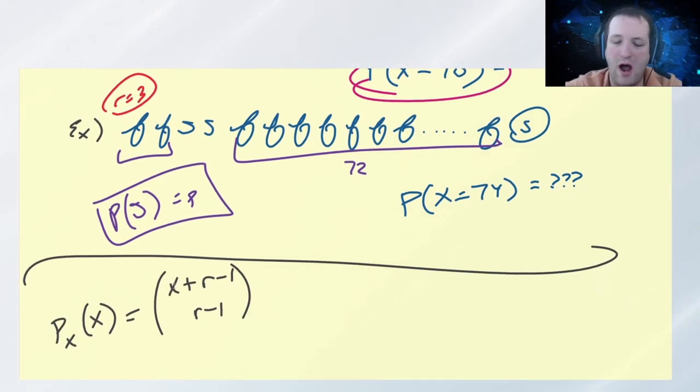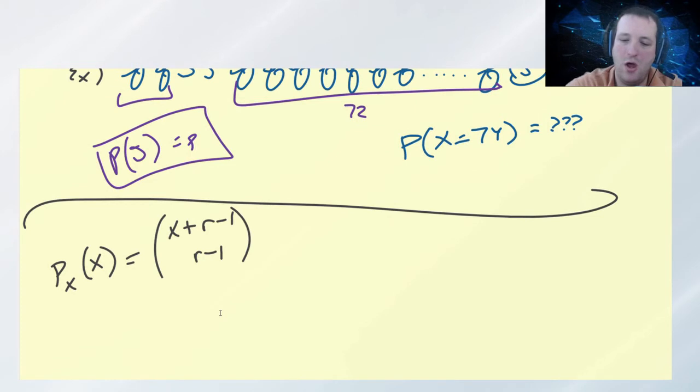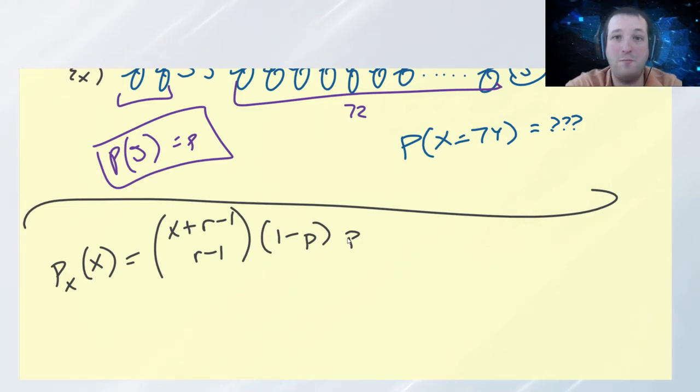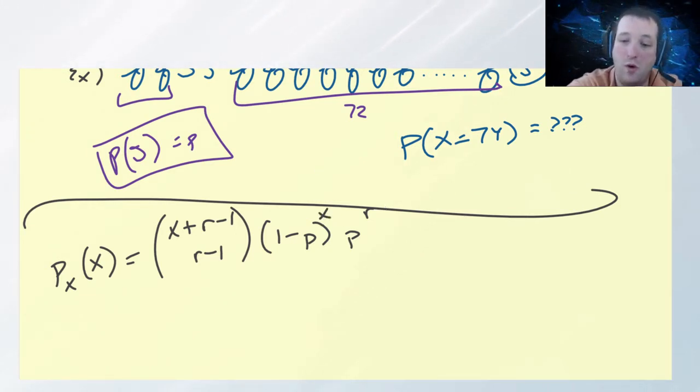So that's pretty much why we're subtracting 1 from each of them. So we're going to have 1 minus p to the power of something and then p to the power of something, right? Remember, r is the number of successes that we continue this sequence until, so the power associated with p must be equal to r, and x represents the number of failures in that sequence. So x must be the exponent on 1 minus p.